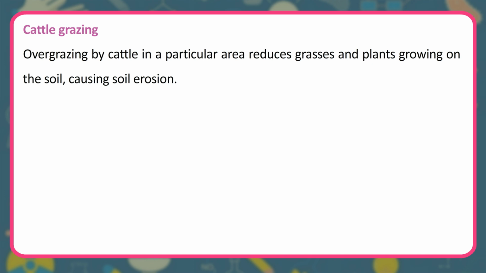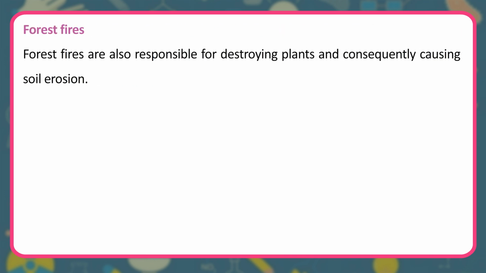Cattle grazing. Overgrazing by cattle in a particular area reduces grasses and plants growing on the soil, causing soil erosion. Forest fires. Forest fires are also responsible for destroying plants and consequently causing soil erosion.